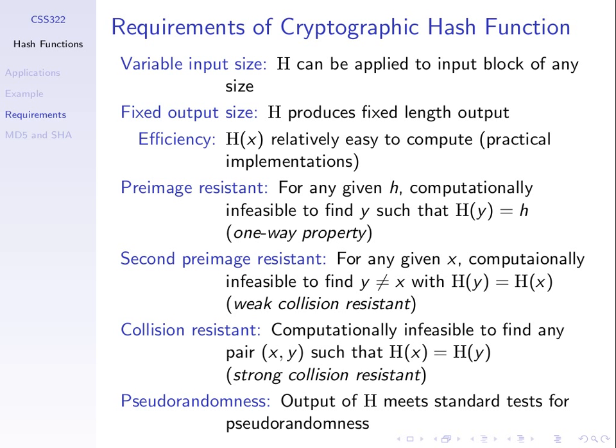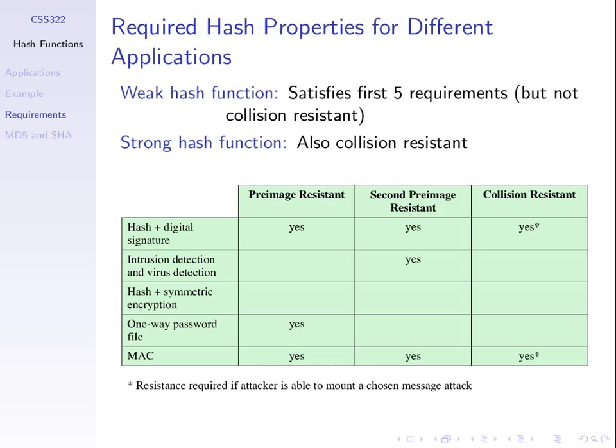I was going to ask, in what cases is strong collision resistance better than weak collision resistance? Or maybe the question is, when do we need strong collision resistance? That may come out here, and it gives us the second column here: second pre-image resistant is weak collision resistant, and this is strong collision resistance.